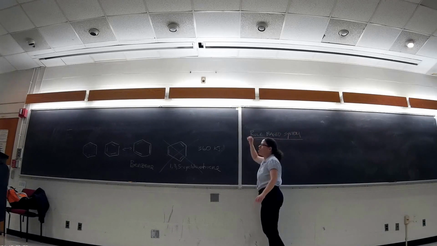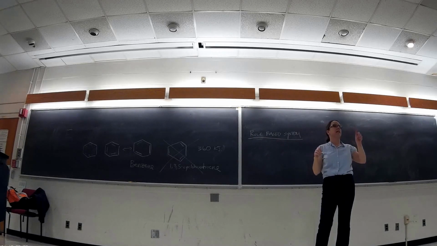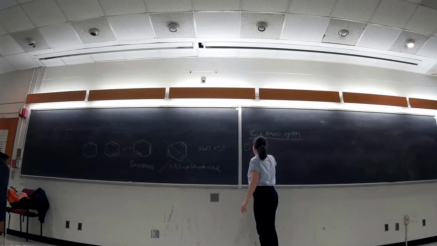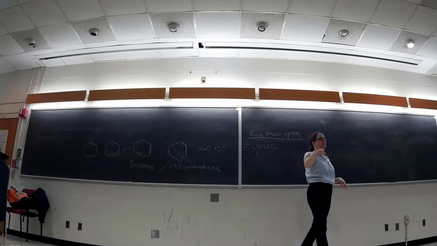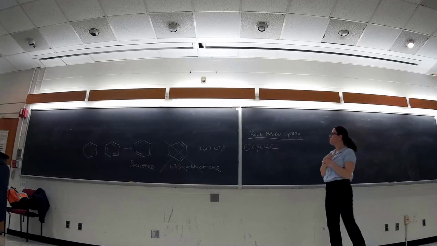Aromatic systems share these 4 properties. One is they're cyclic, okay? So that means they have to be in a ring. There are no straight chain aromatic systems. They have to be in a ring. We call that cyclic.